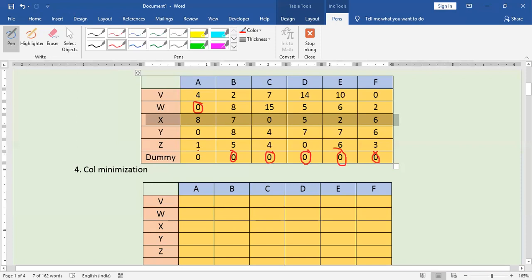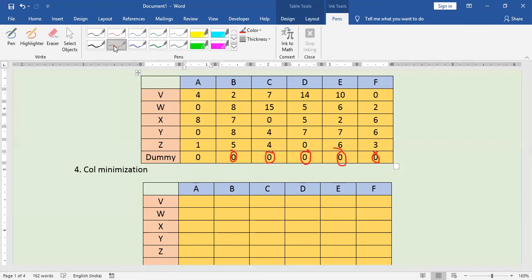right? That means if I subtract zero from each column, the matrix remains the same. Each and every column has zero. That means the matrix remains the same. So after column minimization, you will find the same table.